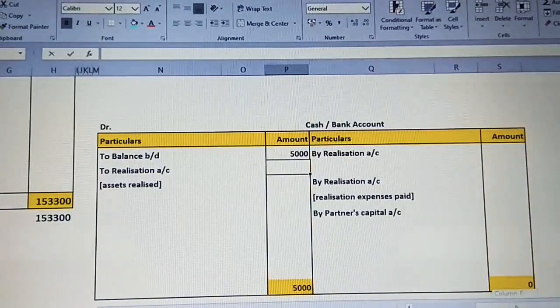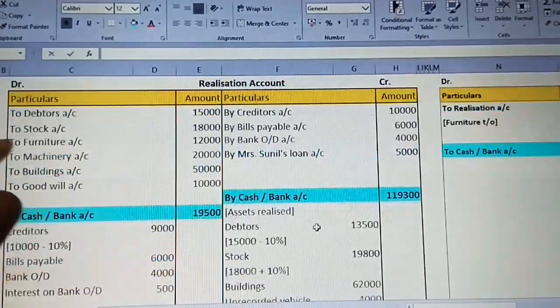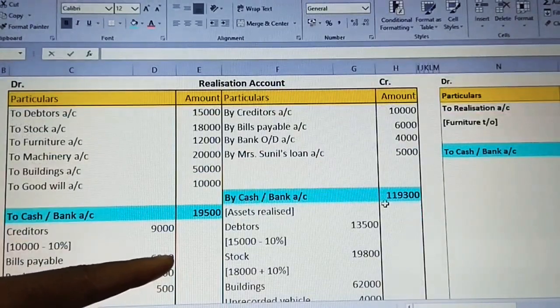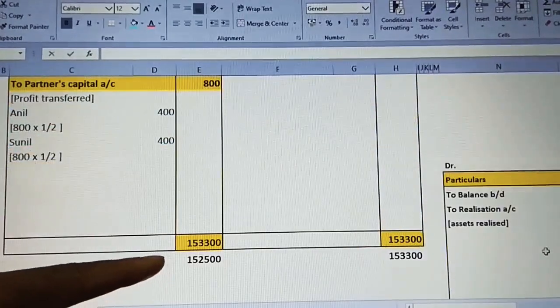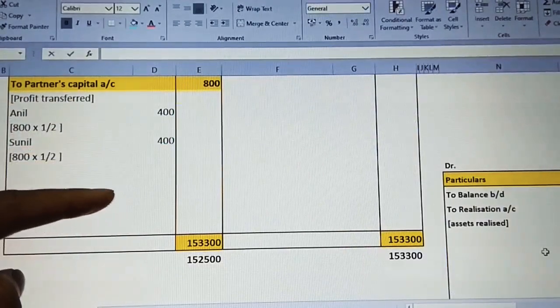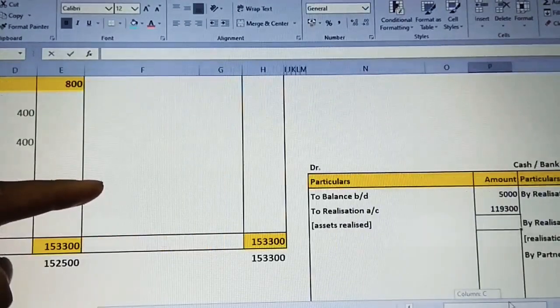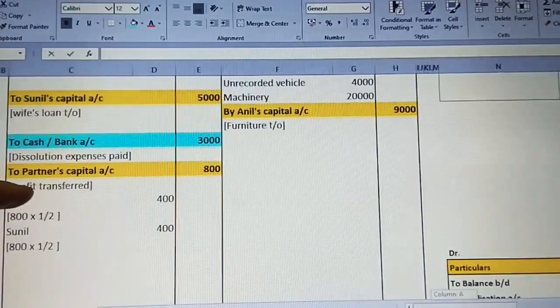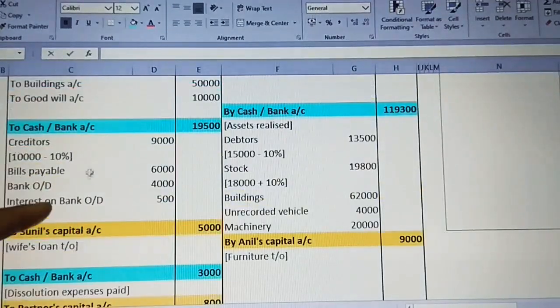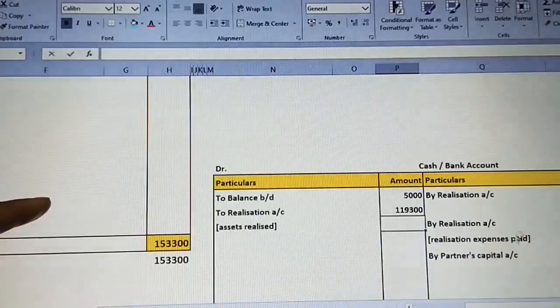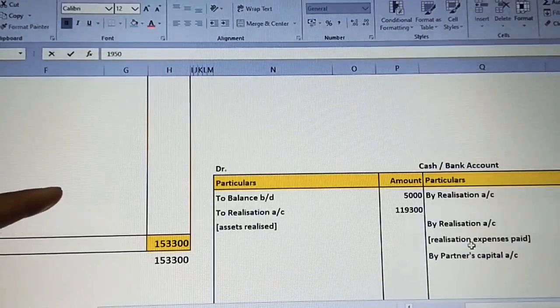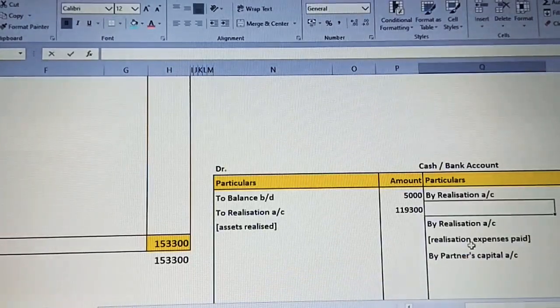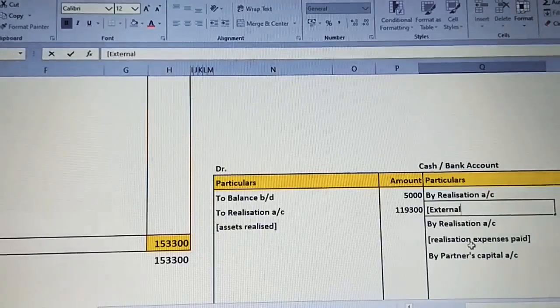Now let us just observe. Moving on to the realization account. First, on the credit side, we have assets realized 1,19,300. So I'm going to write it 1,19,300 over. Next, on the debit side, we have external liabilities paid 19,500 is the total. So we are going to write it here 19,500 and show here as external liabilities paid.